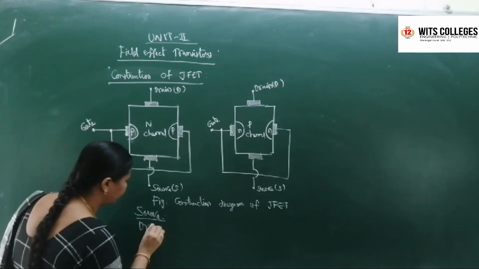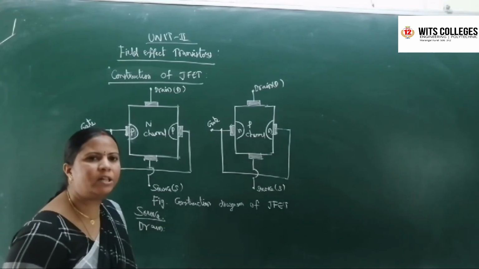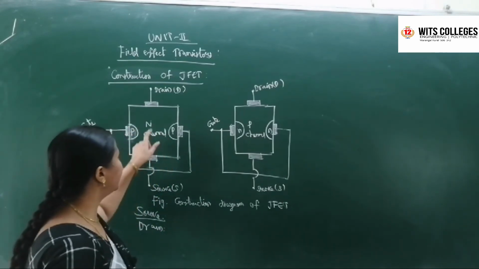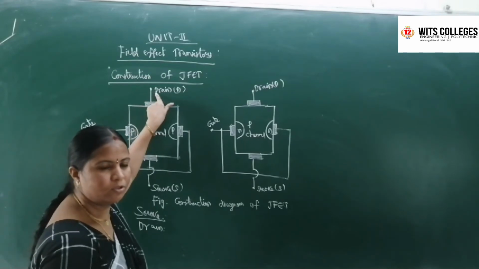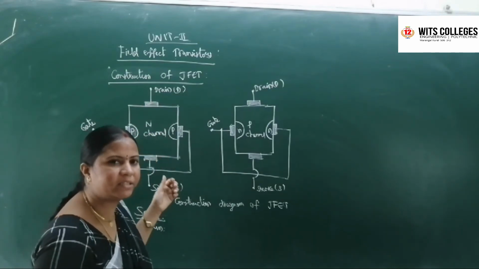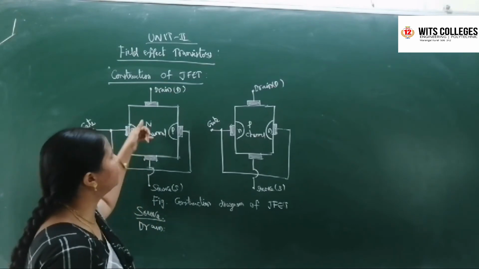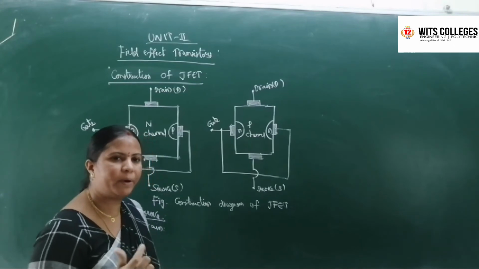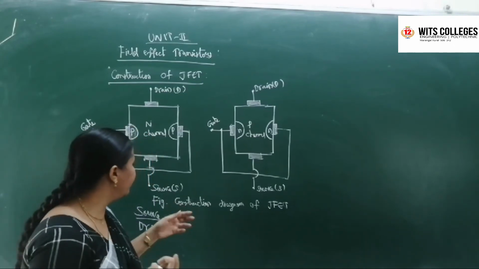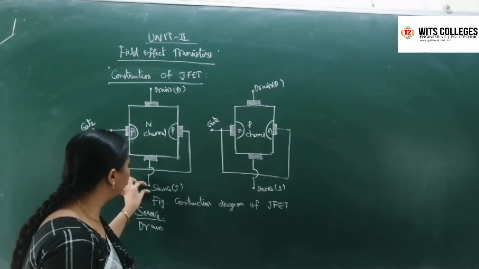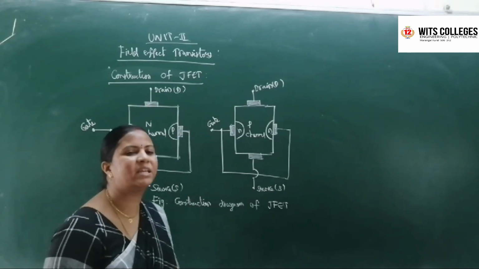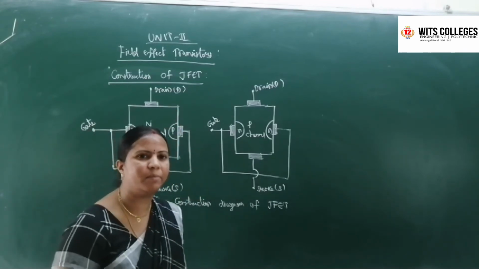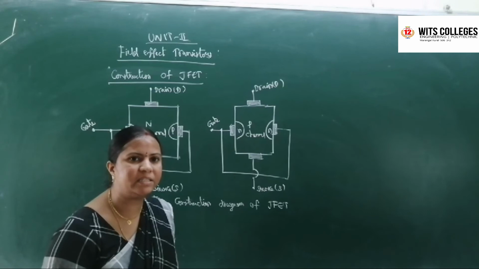Coming to the drain terminal, it is the terminal through which majority carriers leave the channel. So here what will happen? The majority carriers go from source through the channel to the drain. Then there is a current. Okay? Whenever the majority carriers flow from source to channel to drain, there exists a current between source and drain. That is nothing but the drain current.